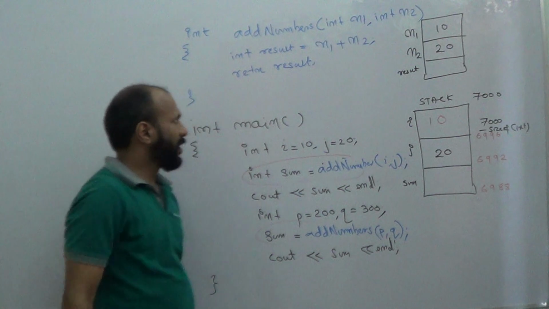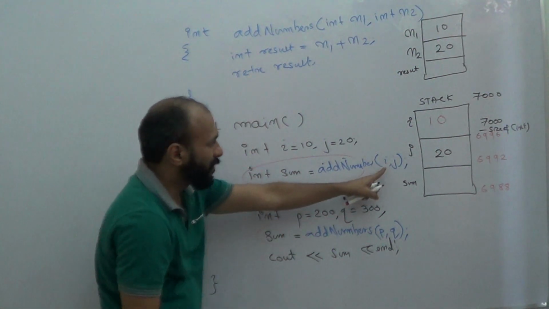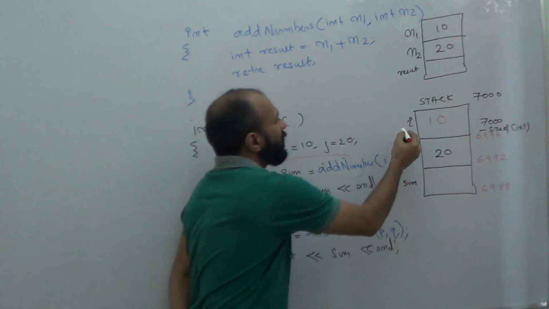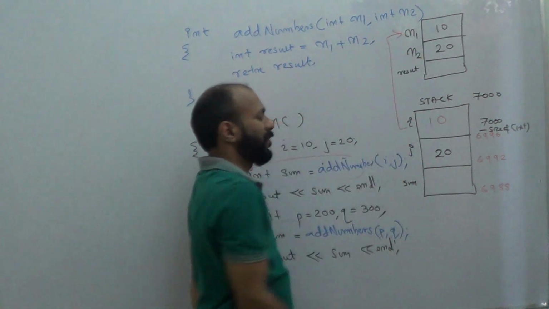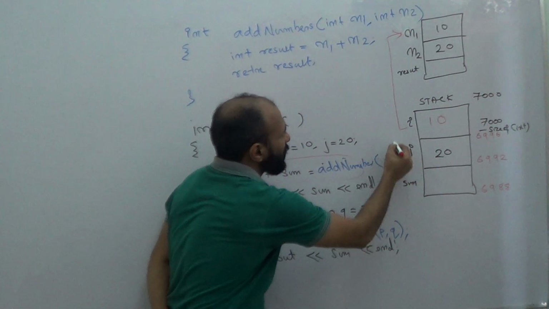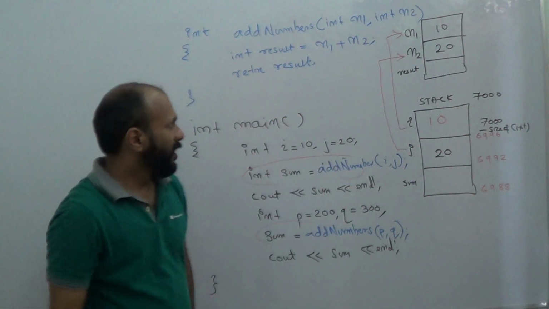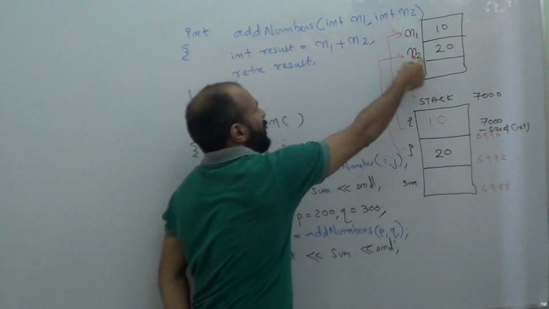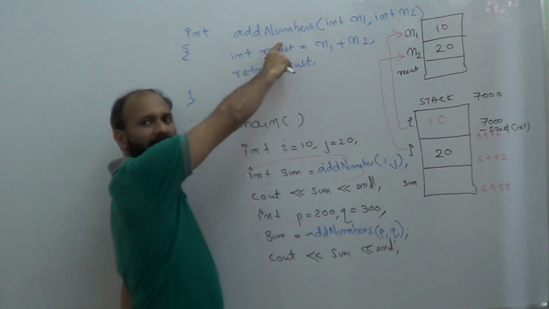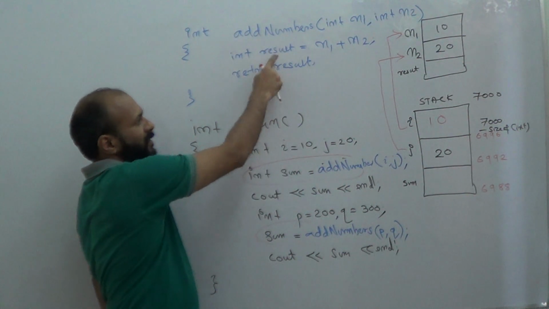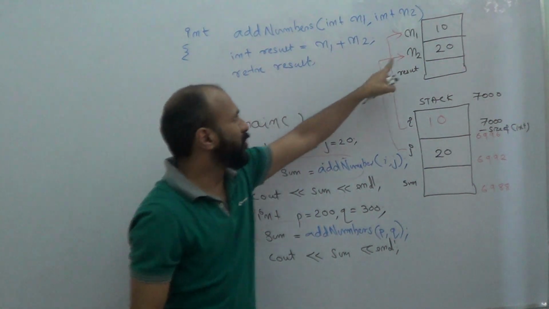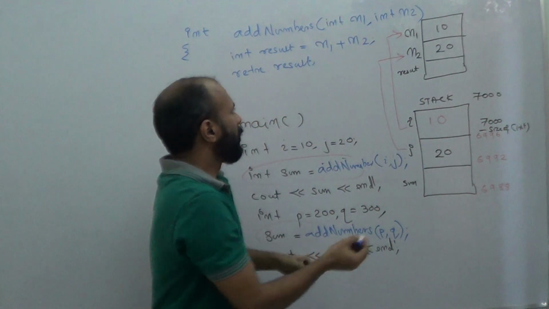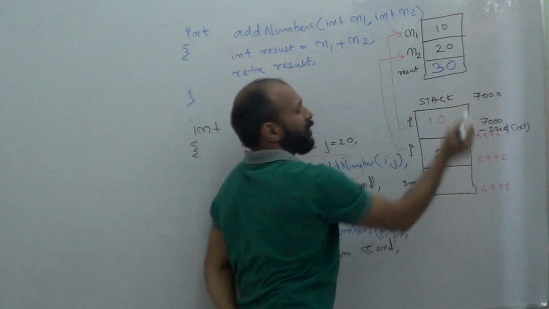Now you can see this value is getting copied over here. This is this i which is getting copied over here. Again see this j also getting copied over here. Now there is a local variable result. This result is available inside the stack memory segment of add numbers. Now here I am performing this operation. Result is equal to n1 plus n2. n1 is available here, n2 is available here, n1 plus n2 will be 30. 30 will be available here.